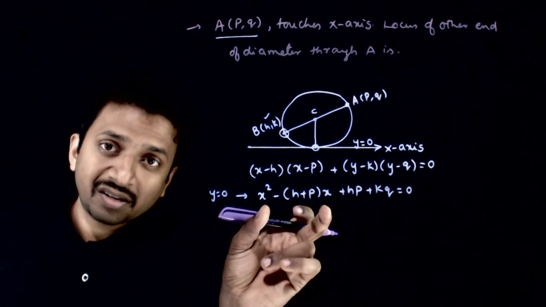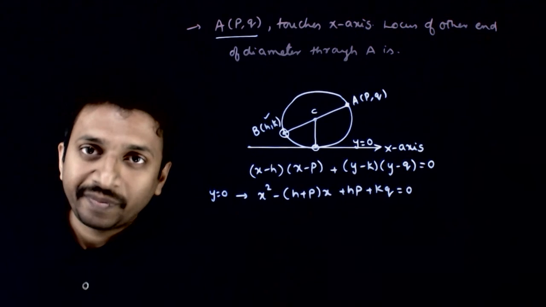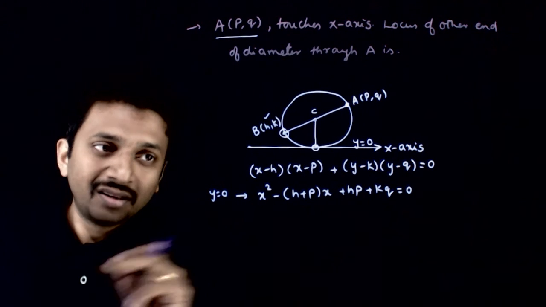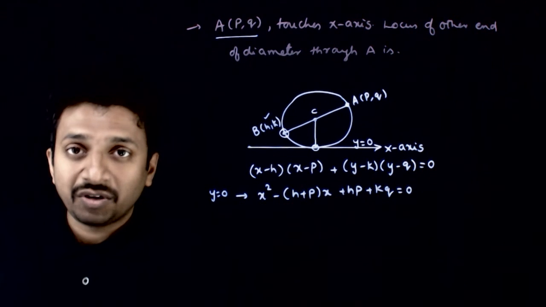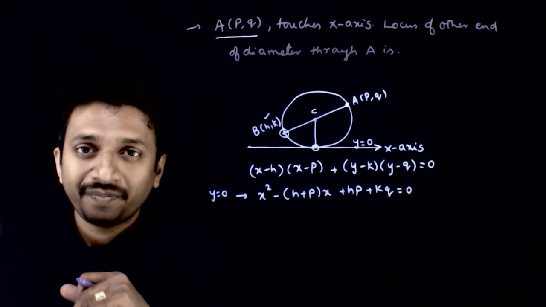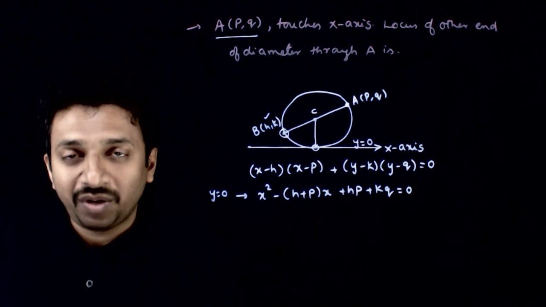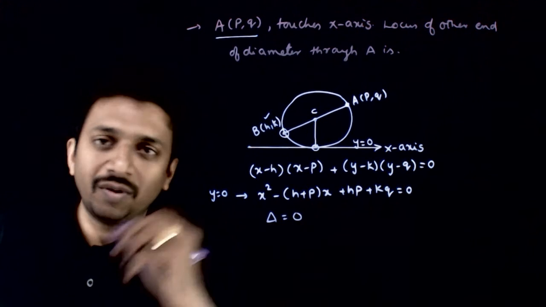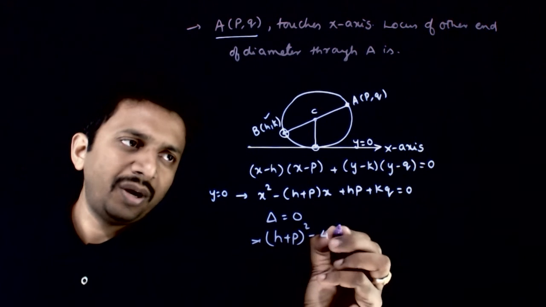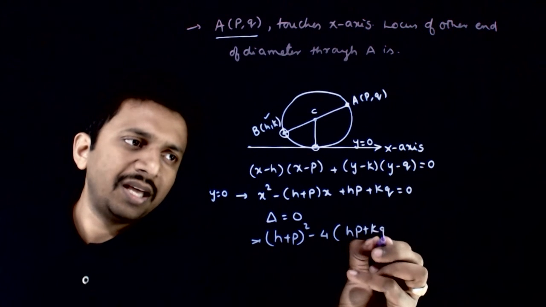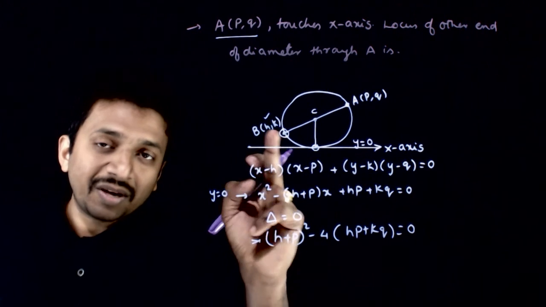The solutions of this give you the abscissa of the points where the circle cuts the x-axis. Now if the circle has to touch the x-axis, there should be only one solution for this equation. There should be one x satisfying this equation. That means this equation should have repeated roots. That means the discriminant of this equation has to be equal to 0. Delta has to be equal to 0. This implies (h plus p) whole squared minus 4 times (hp plus kq) should be equal to 0. So this should be the condition that (h, k) has to satisfy.